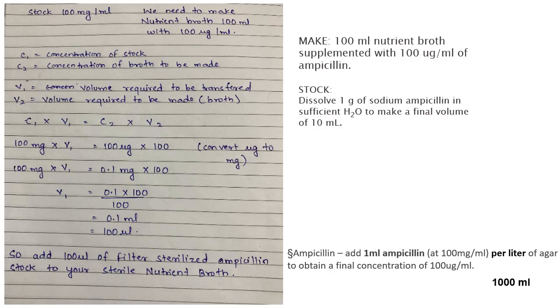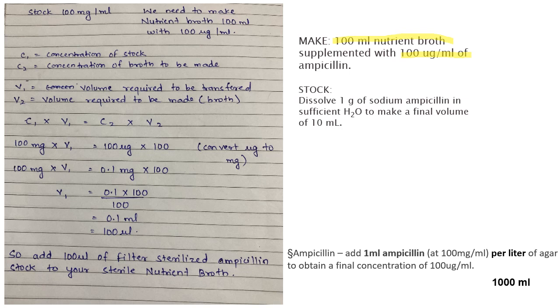Okay, so this is another example where we have to make 100 ml of nutrient broth, which is supplemented with 100 micrograms of ampicillin. So the stock solution here is of 1 gram ampicillin dissolved in 10 ml of distilled water, and the stock solution we get is 100 mg per ml of sodium ampicillin. So sorry, 1 gram is 1000 mg. So 1000 divided by 10, we get 100 mg per ml. Okay, so that is the simple calculation for the stock solution.